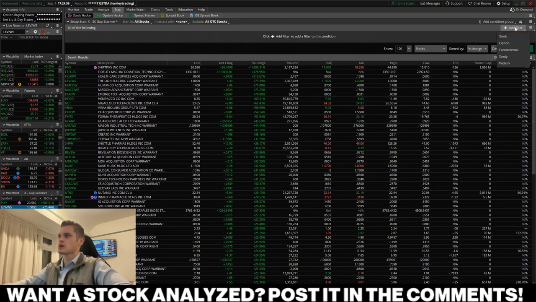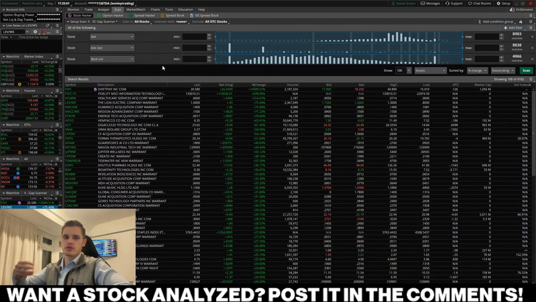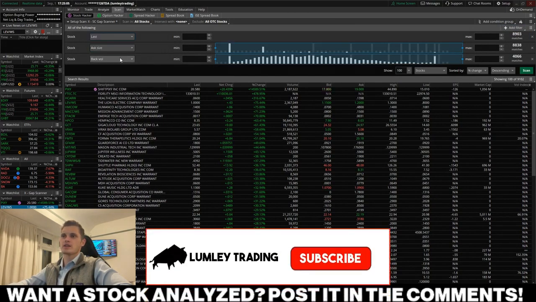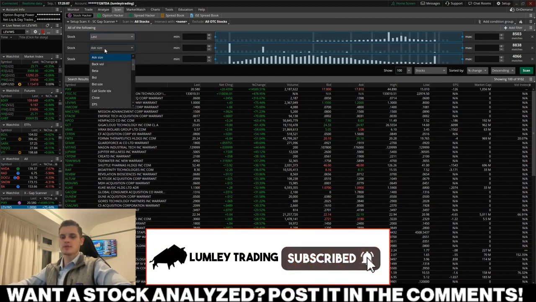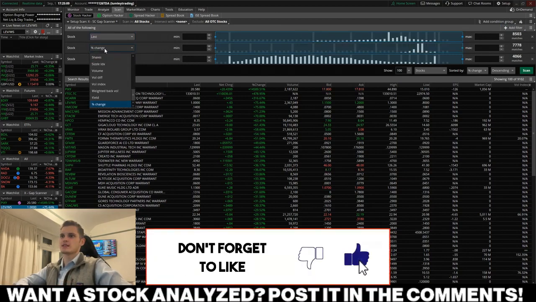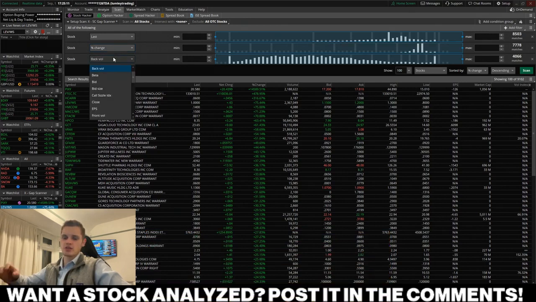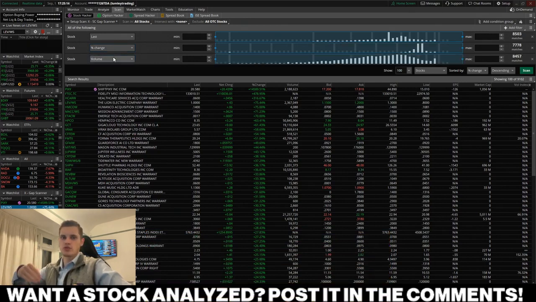So all you need to do is come to add filter, and we want to add stock 3 times. Once you've done that, on the first one, find last, that will be our filter. Then you want percentage change, and then you want volume. So those are the 3 filters that we need. Now you can pick, and depending if you're trading small or large caps, these filters will change.